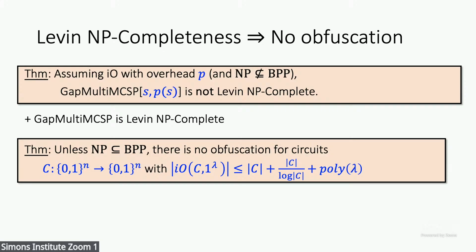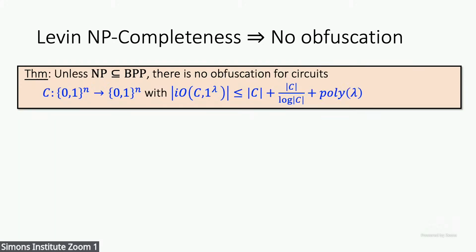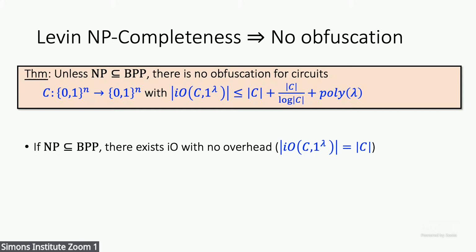Okay? And I just want to say that we know that if NP is easy, then there is obfuscation with no overhead. By this result, you get that if there is obfuscation with this overhead, then NP is easy, and then you get obfuscation with no overhead. Of course, if NP is easy, you have other problems.